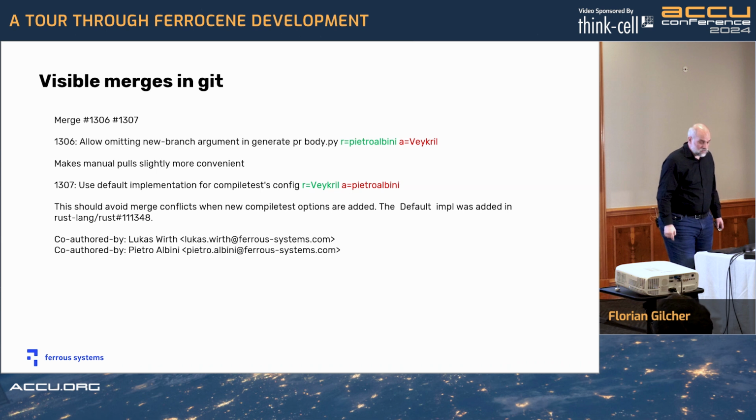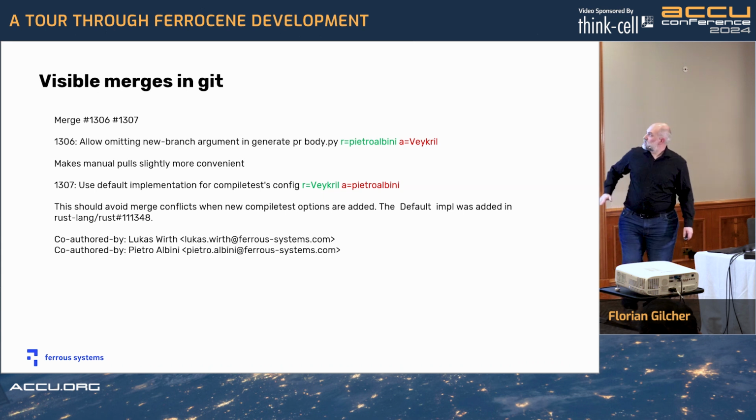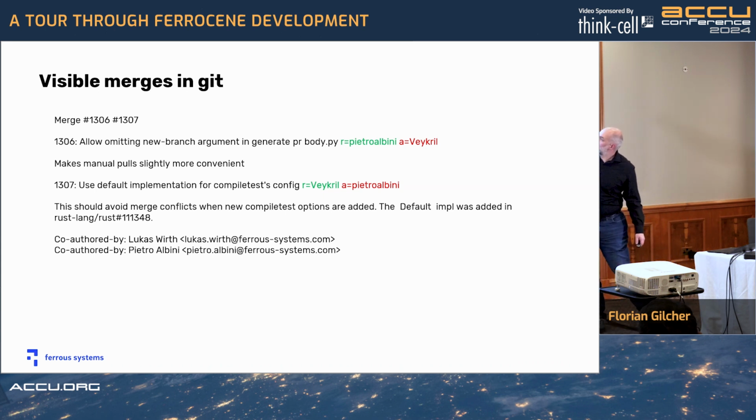That also means a lot of people are in for clean Git history. The Rust project isn't, and we also aren't. We do merge commits. And most importantly, what it also inserts is not only the things that were merged, but also who reviewed them. Here, review was by Pietro Albini.